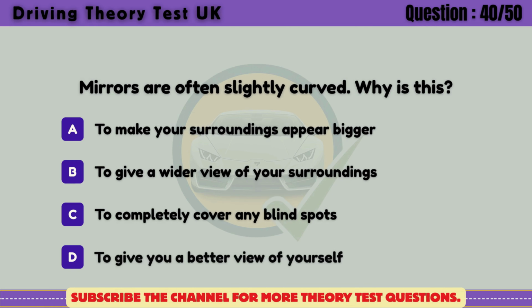Question 40. Mirrors are often slightly curved. Why is this? Option A. To make your surroundings appear bigger. B. To give a wider view of your surroundings. C. To completely cover any blind spots. D. To give you a better view of yourself.